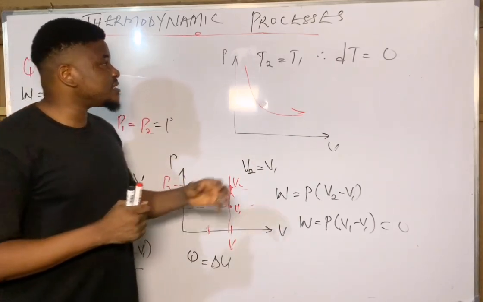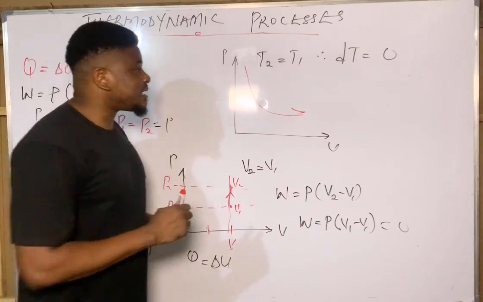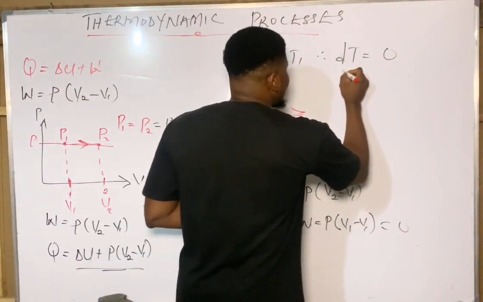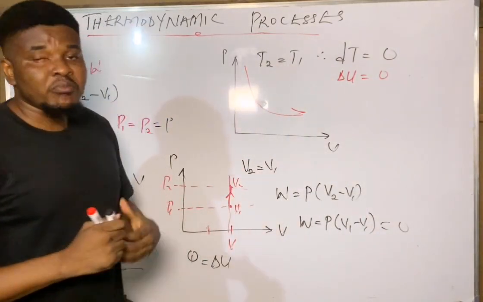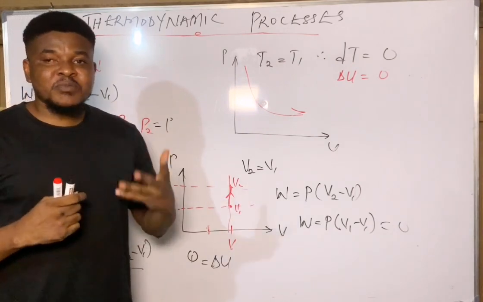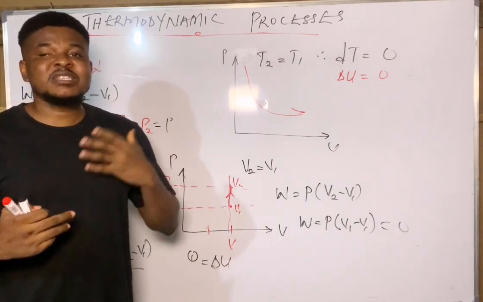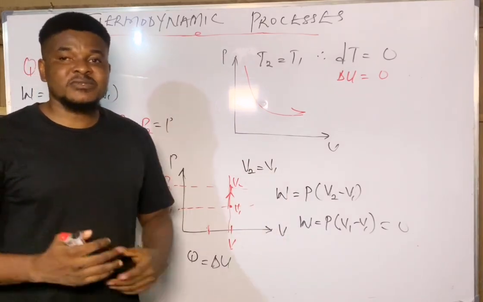So this simply means that if dT is equal to 0, that also means that the change in our internal energy, ΔU, is also going to be what? Equal to 0, because the internal energy responds according to the what? External factor, or external temperature, that is being supplied to the system.